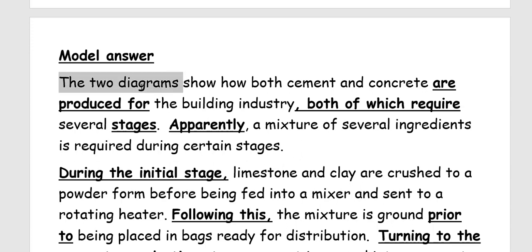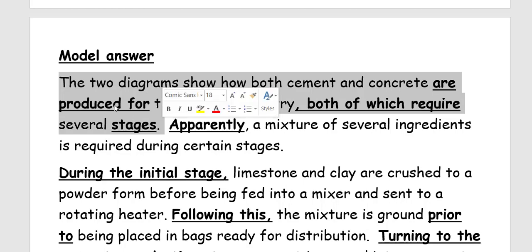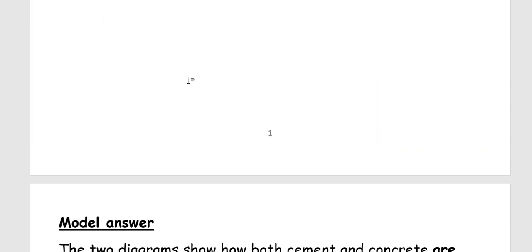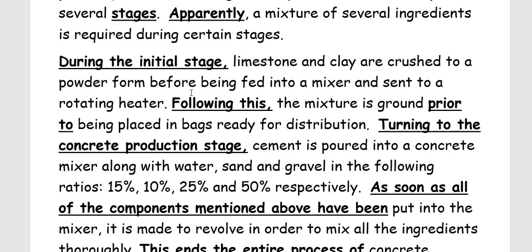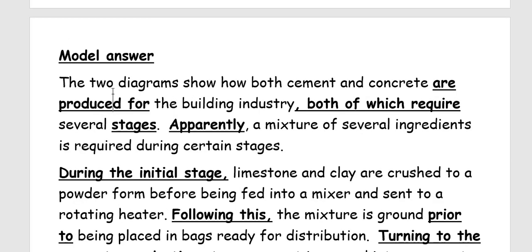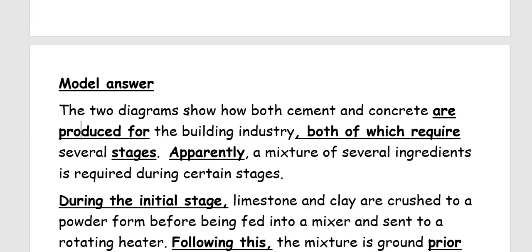The two diagrams show how both cement and concrete are produced for the building industry, both of which require several stages. So as we have two diagrams, you must mention two diagrams, but also remember that you must include the definite article the. So the two diagrams, because we know what kind of diagrams we're talking about. And then show how both cement and concrete are produced for. I'm using the passive voice here.